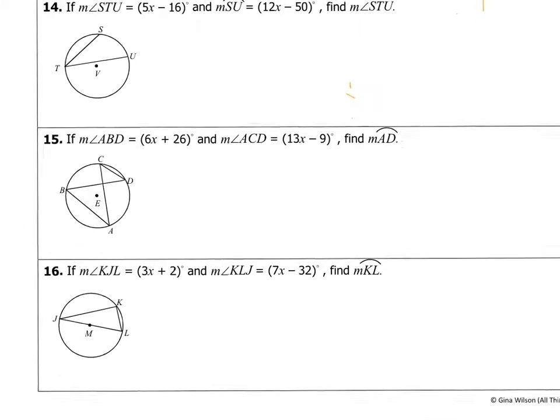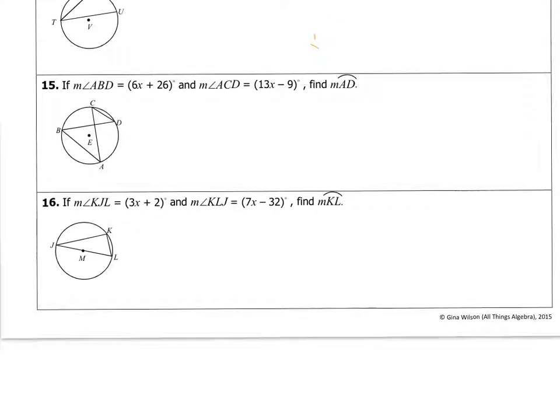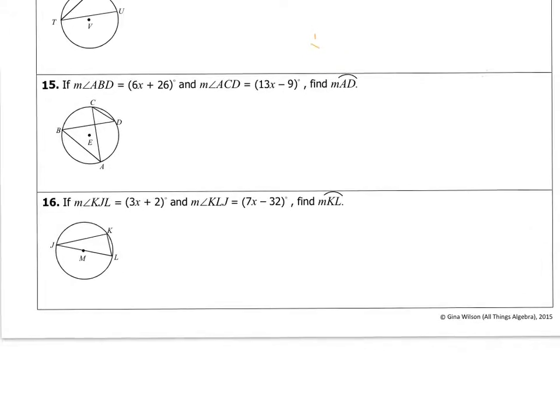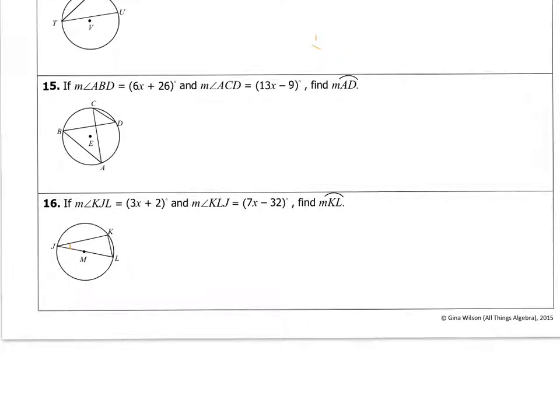Okay, let's look at number 16. I will move it up. It's probably easier if I move it up here. So number 16 says angle KJL is here. This part is 3x plus 2. And KLJ over here is 7x minus 32. And we're asked to find the angle measure for the arc KL. Really it's also asking us to find 3x plus 2, because angle KJL intersects arc KL.